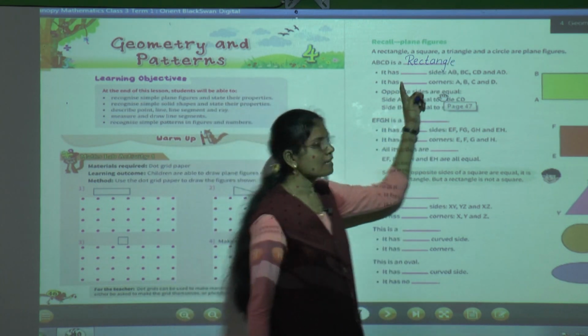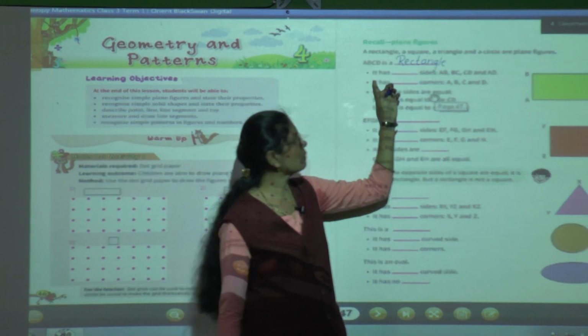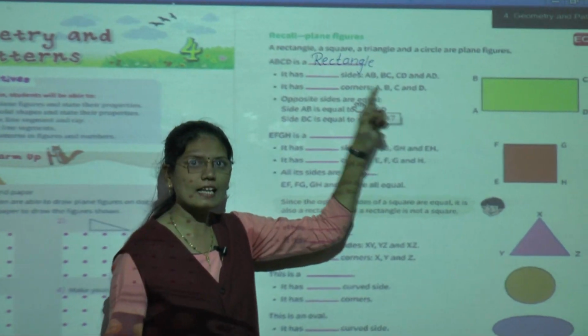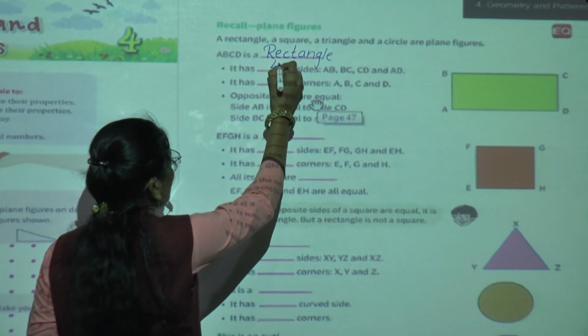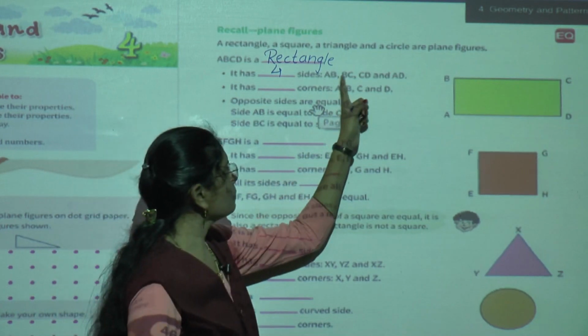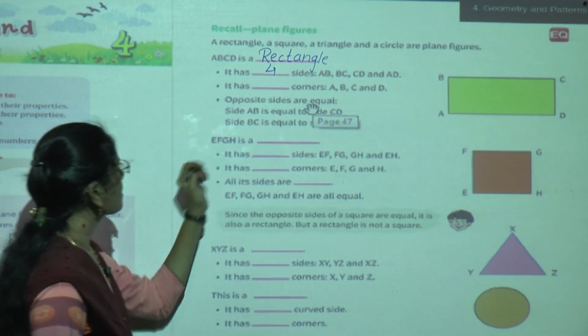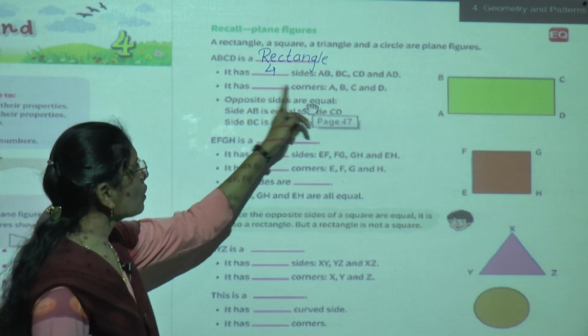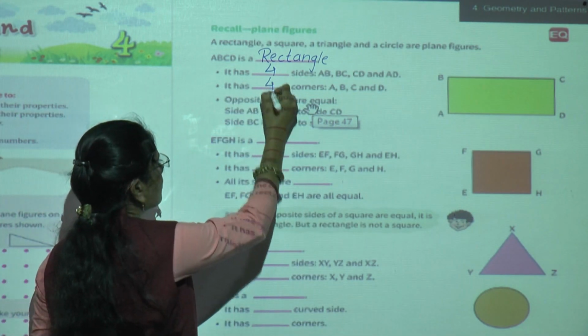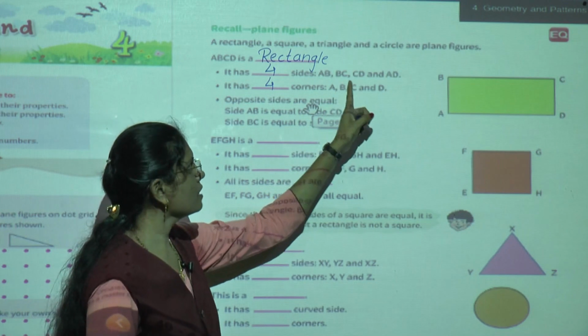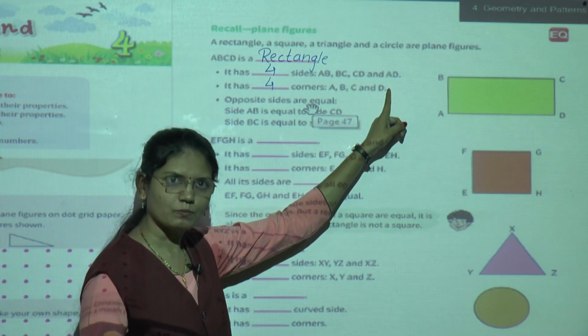It has how many sides? Just now I told you how many sides a rectangle has. It has 4 sides. And which are the sides? AB, BC, CD and AD. These are the 4 sides. It has 4 corners. Corner A, B, C and D.